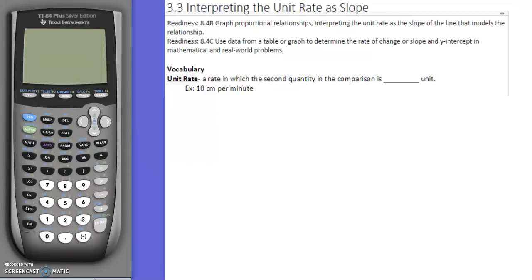Interpreting the unit rate as slope. Unit rate is a rate in which the second quantity in the comparison is 1 unit. For example, 10 centimeters per 1 minute. A lot of the times you see this in examples like miles per hour, miles per gallon, and there are other examples. This is just some of the common ones you see.